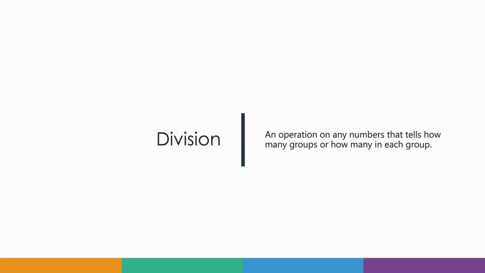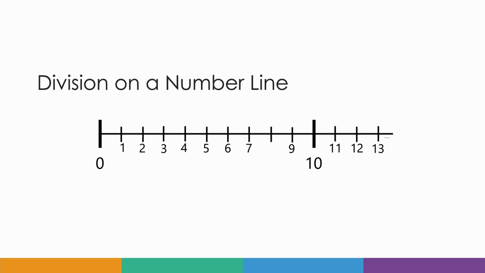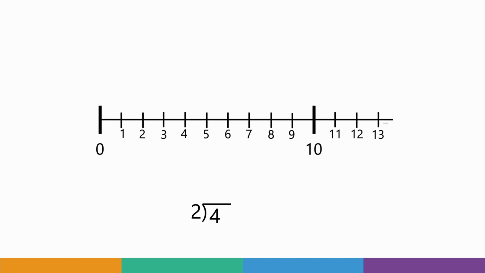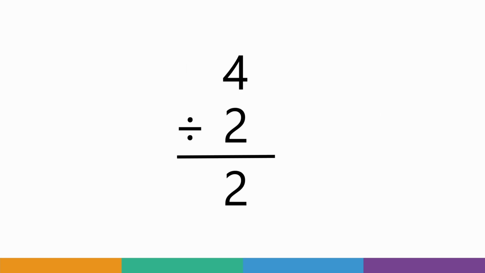Division. An operation on any numbers that tells how many groups or how many in each group. Let me show you division on a number line. 4 divided by 2. We begin at 4. And how many 2's are in 4? 1, 2. 4 divided by 2 equals 2. It can also be written like this. 4 divided by 2 equals 2.